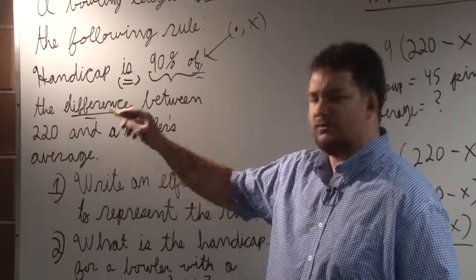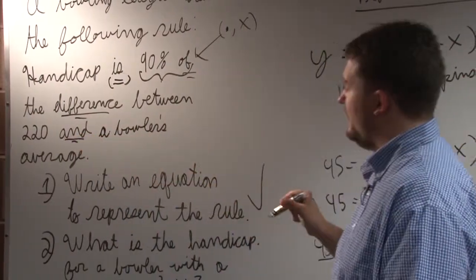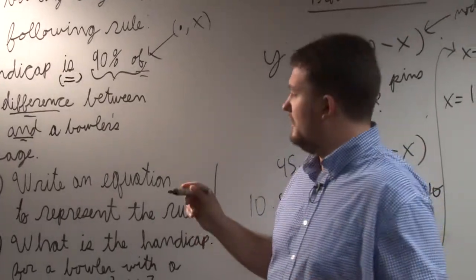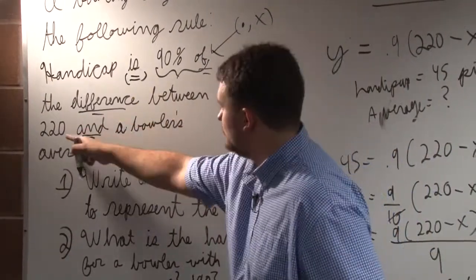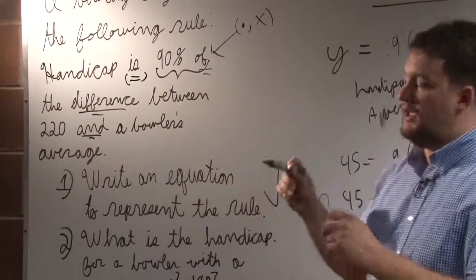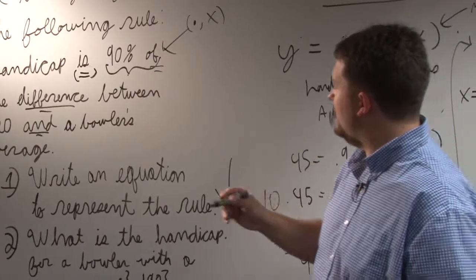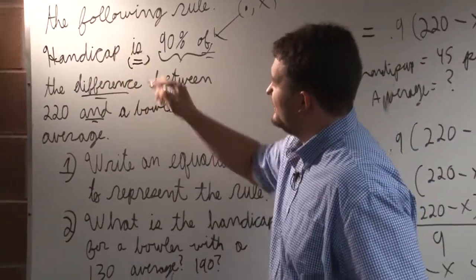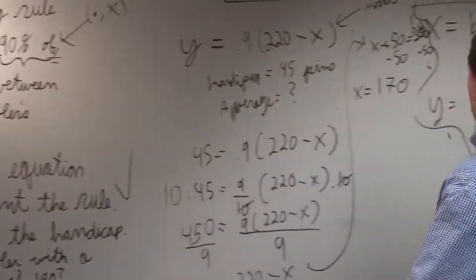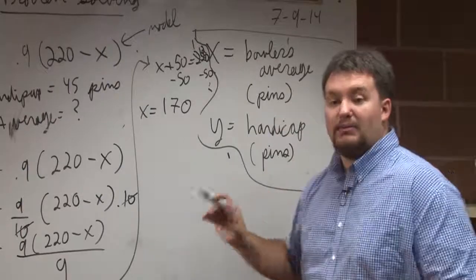One of the most tricky things that we see for students is that when they see this word, they immediately think plus. But the thing is, that's already been qualified by the difference. It's supposed to be the difference between 220 and an average. So the difference overrides that there. And then when I went backwards afterwards, I tried to declare my variables, and this is called variable declaration over here: x equals an average and y equals a handicap.